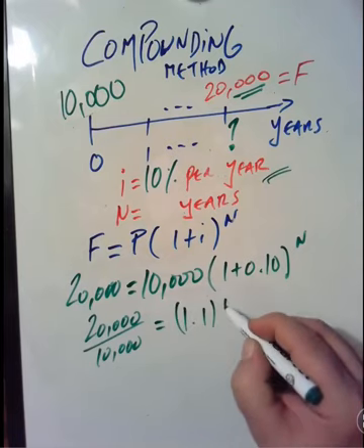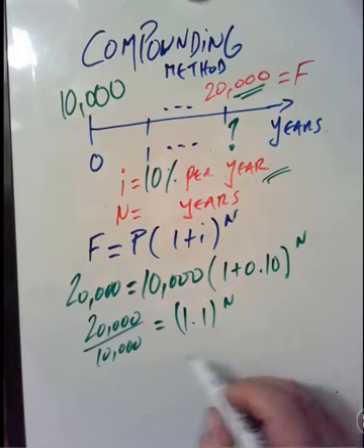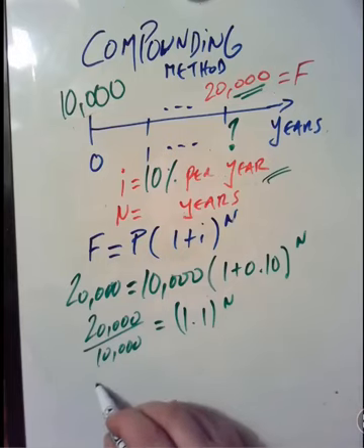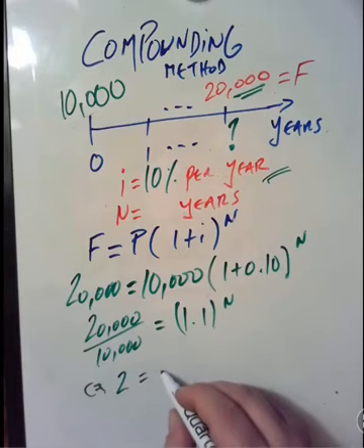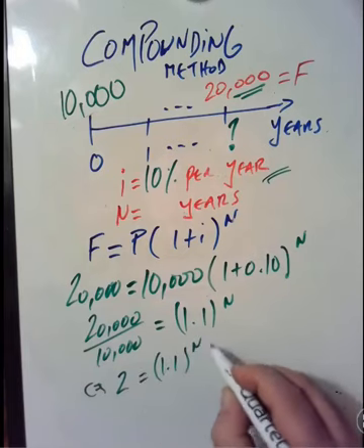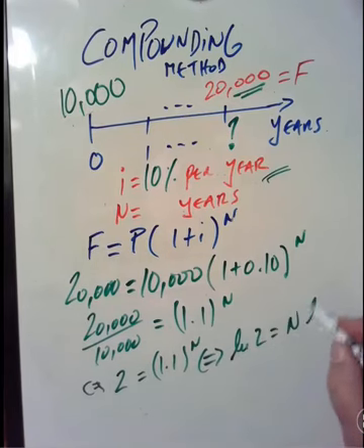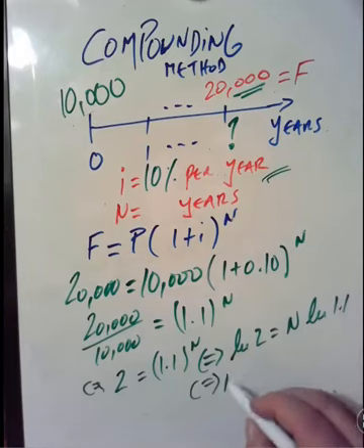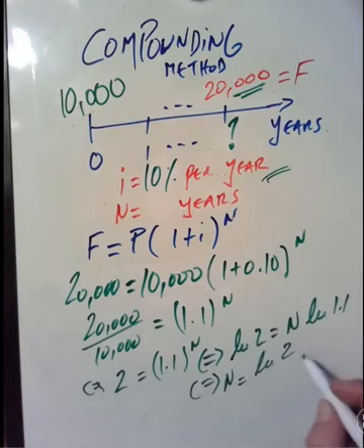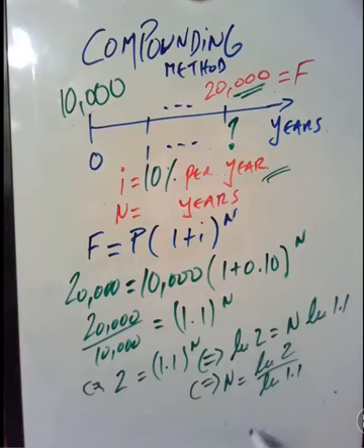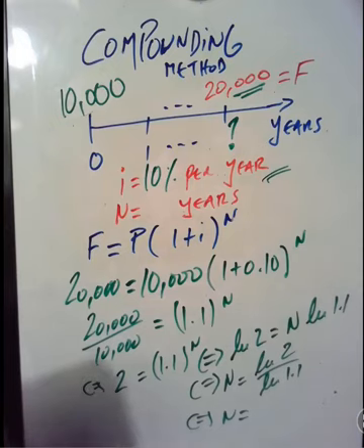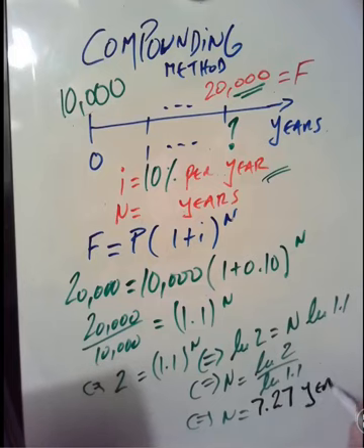So here we have this kind of scenario, right? So basically this would be equal to 2 equal to 1.1 to the power of n. Then you could take the log and therefore find out that n will be equal to the log of 2 divided by the log of 1.1, and the answer would be 7.27 years.